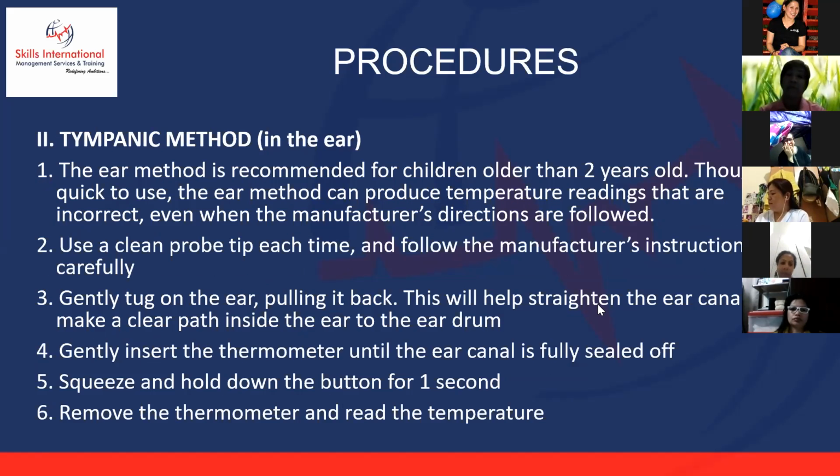Number two, the tympanic method, or the thermometer taken by the ear. The ear method is recommended for children older than 2 years old. Why older than 2 years old? Because these babies are moving. If you're going to use the digital one, they might break it or bite it.